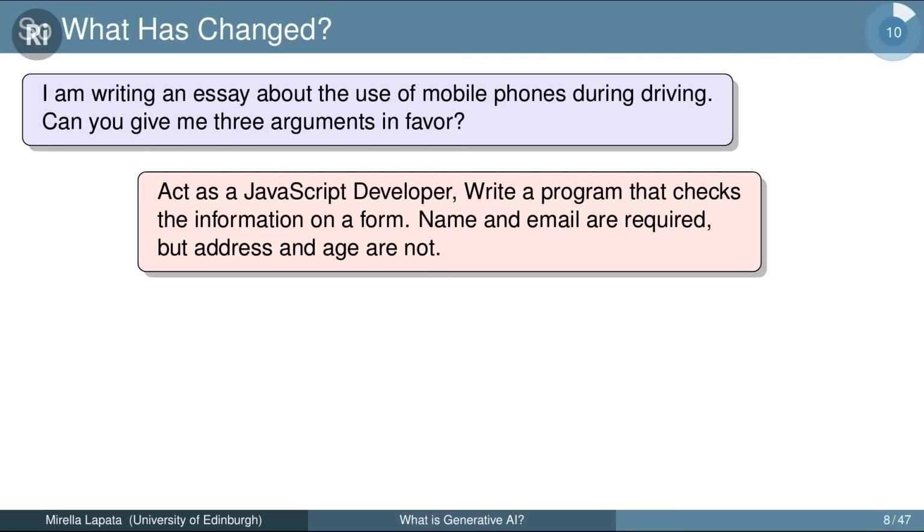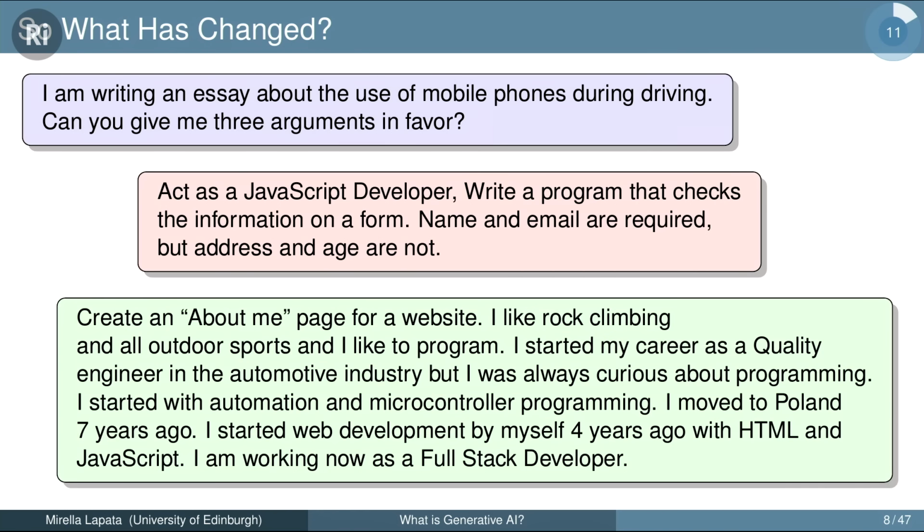You can also do, and these are real prompts that actually the tool can do, you tell ChatGPT or GPT, in general, act as a JavaScript developer, write a program that checks the information on a form. Name and email are required, but address and age are not. So I'm just writing this, and the tool will spit out a program. And this is the best one. Create an About Me page for a website. I like rock climbing, outdoor sports, and I like to program. I started my career as a quality engineer in the industry, blah, blah, blah. So I give this version of what I want the website to be, and it will create it for me.